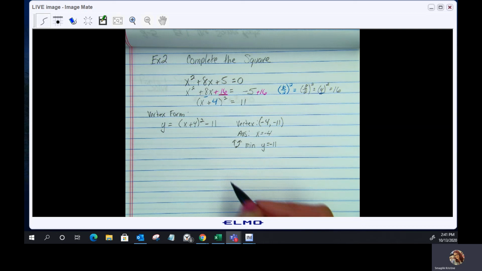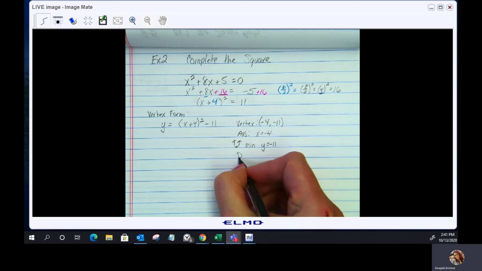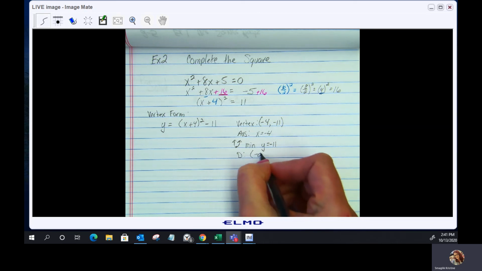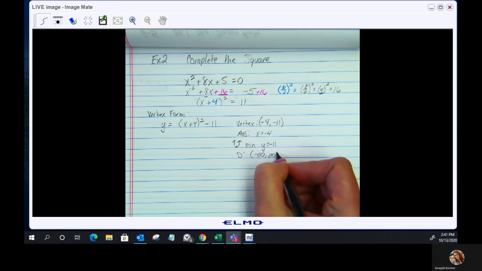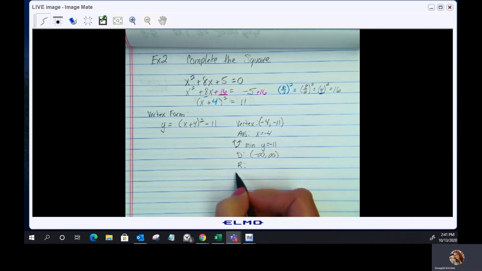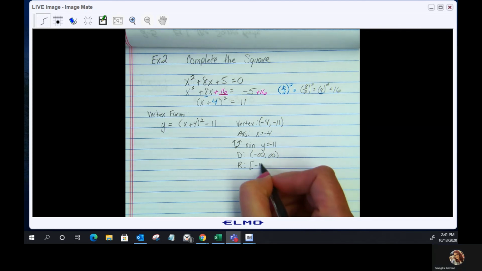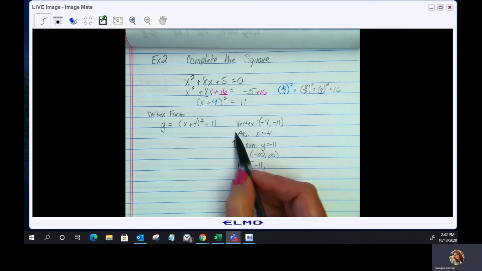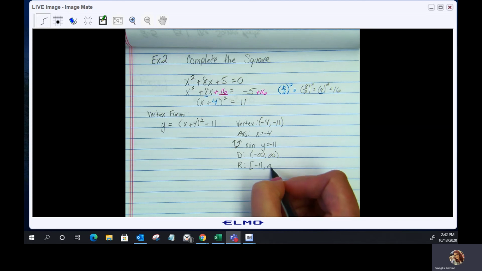I can also see my domain. This is a quadratic, so my domain is all real numbers. And my range. Your range is your y values, and your lowest y value is that lowest point, the vertex. So it starts at -11, and you can see it's going to go up forever.